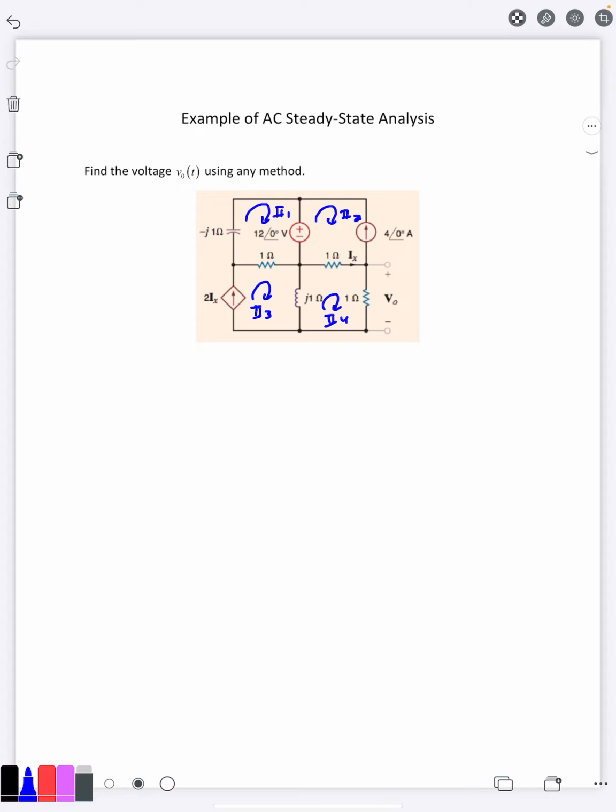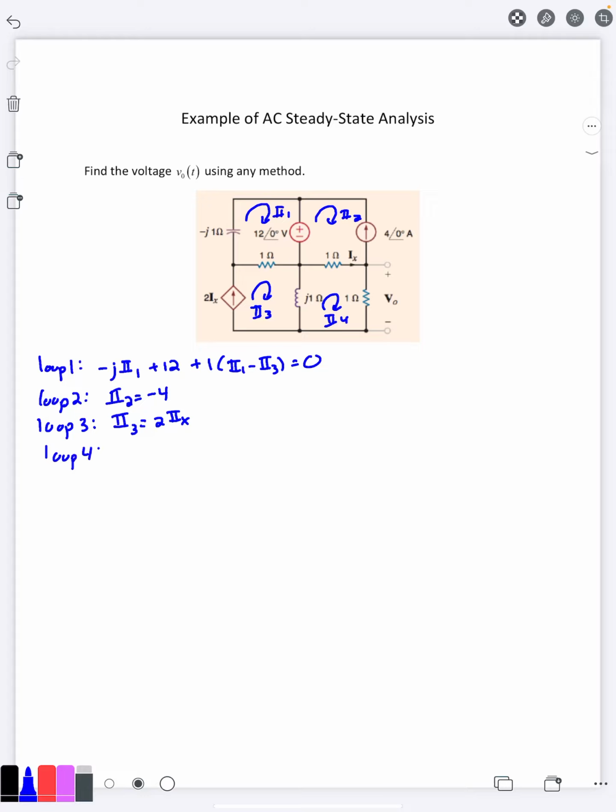We can go ahead and do our loop 1 here, KVL. We'd have minus j times I1 plus 12 volts. Again, 12 angle 0 is just the same as 12. Plus 1 times I1 minus I3 equals 0. For loop 2, we have the current source in there, so we can just say immediately that I2 is negative 4. For loop 3, we also have a current source, so we say immediately that I3 is 2Ix.